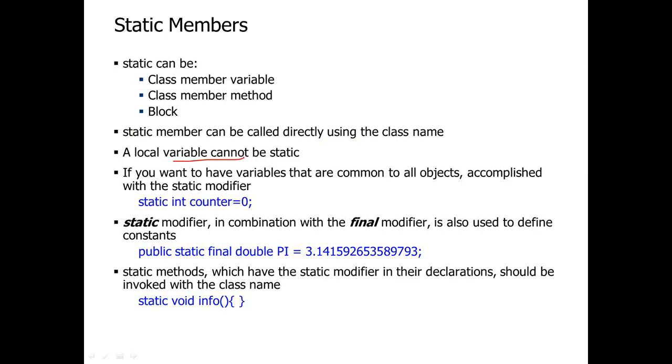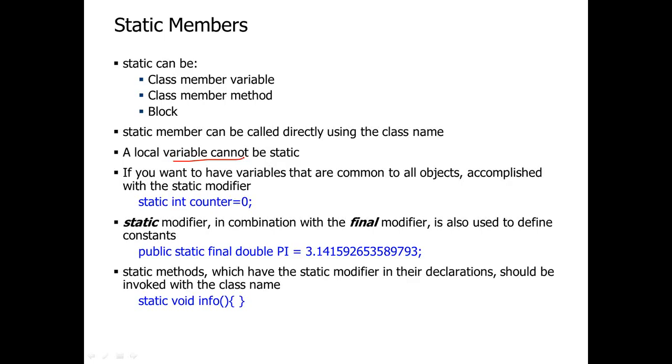A local variable cannot be static because it is local to a method. Static is part of the class. If you want to have a variable that is common to all objects, that is accomplished with a static modifier, static int counter. The static modifier in combination with the final modifier is also used to define constants. Generally, when you define constants, you will define them using static as well as final. You will use the final modifier because it is a constant, and static because you want to have only one copy of that value.